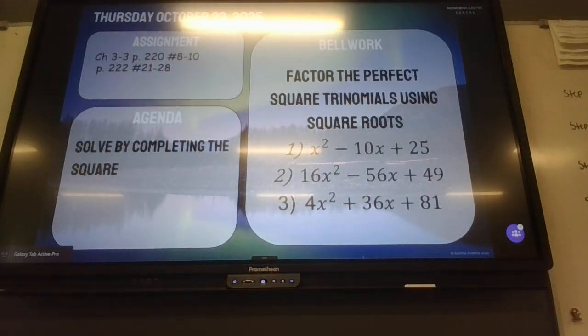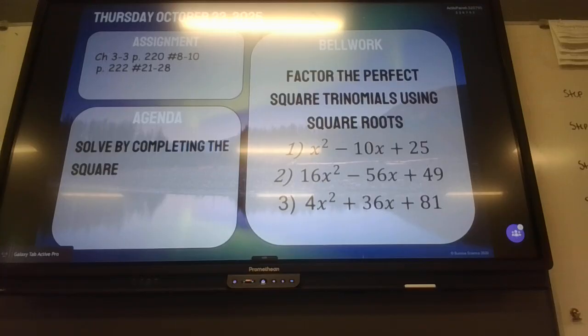If I want to check 10, I do 5 doubled. If I want to check 56, I'm going to do 2 times 4 times 7, and that equals 56.